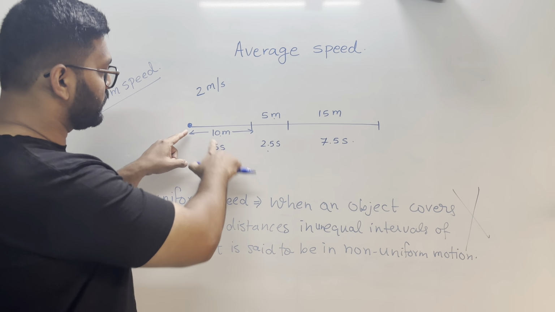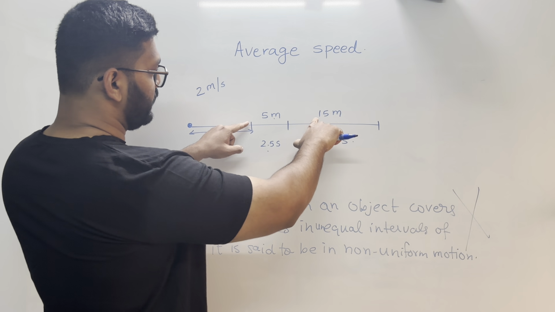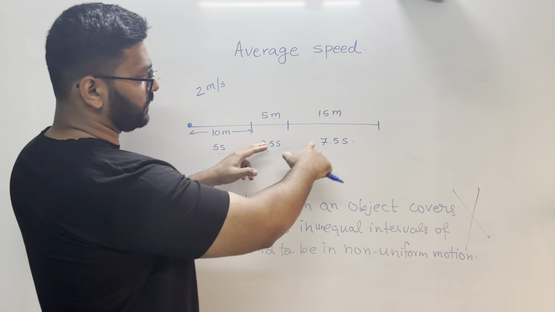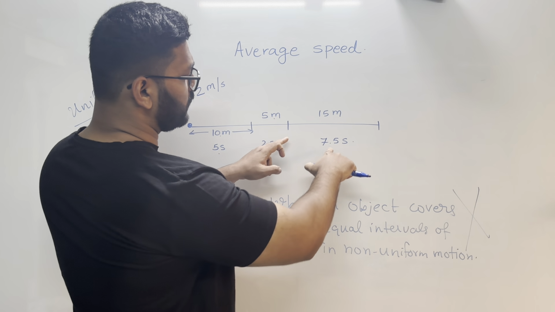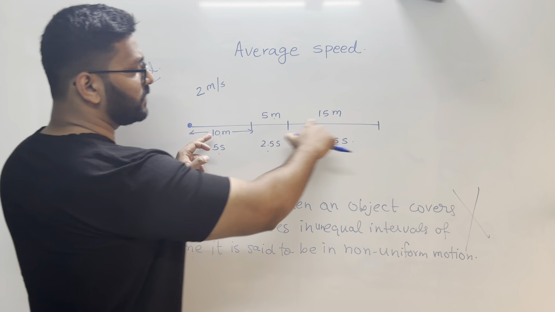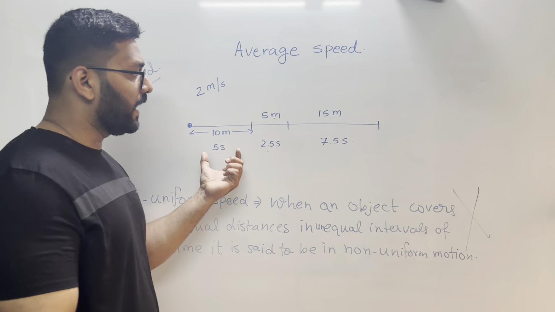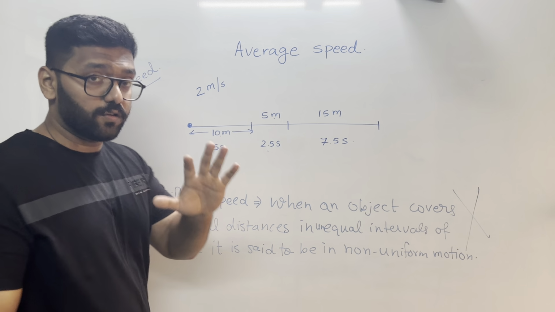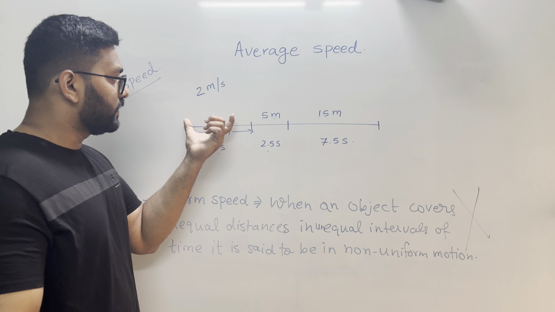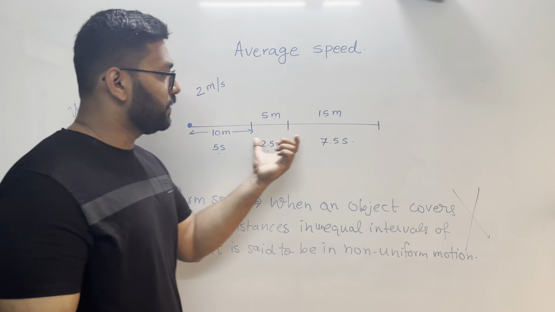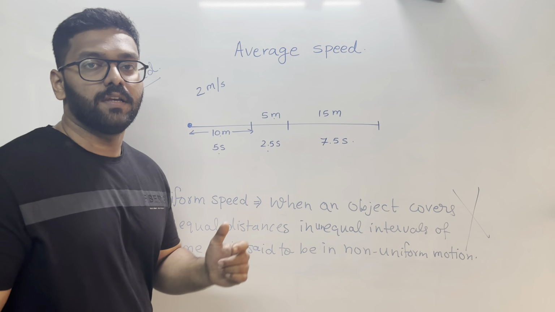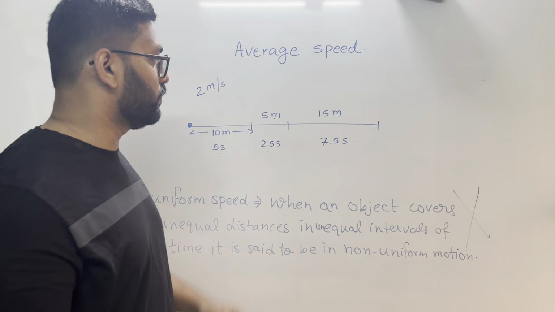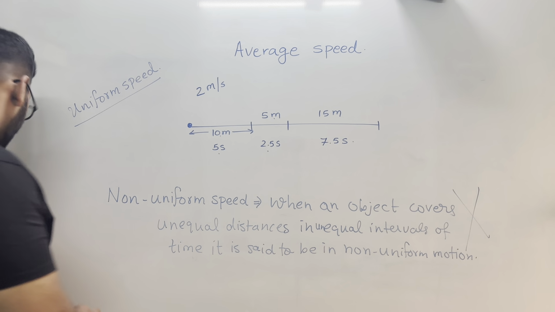See, if I fix the distance interval to be 10 here and here also, then the time will be coming to be 5 seconds. Again, if I take 10 here, the time will be 5 seconds. So if I fix the distance interval to the same value, then the time interval is also going to be the same, right? If I make the distance interval equal, then the time interval will come out to be equal, and this is a uniform motion. We will see it as a uniform motion.